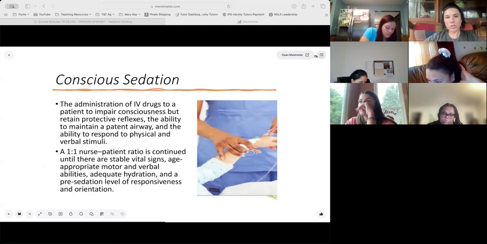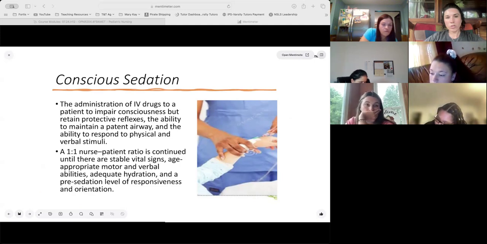So we will stay one-to-one with these patients until they return to their pre-sedation level of consciousness. So they will be alert and oriented, their vitals will be stable, they'll be able to take things by mouth, respond to directions, and move their body safely.